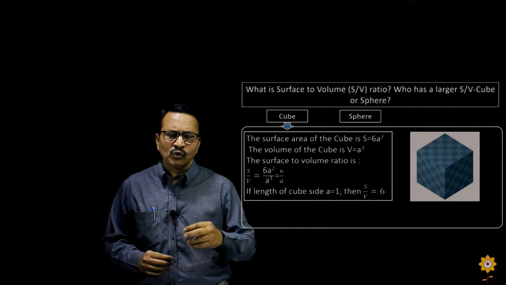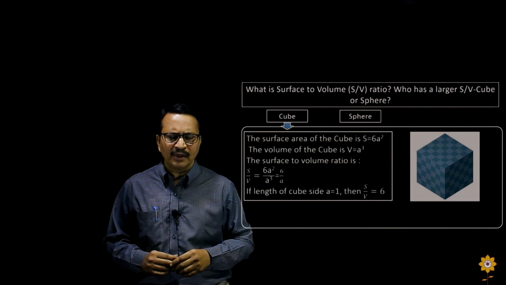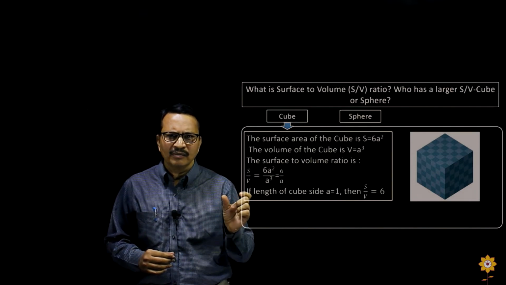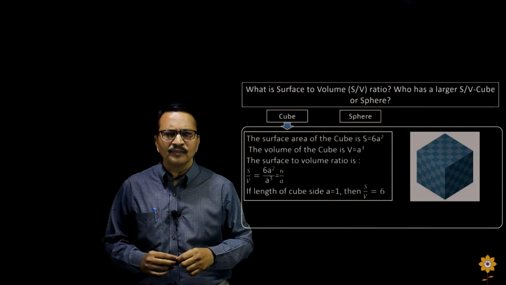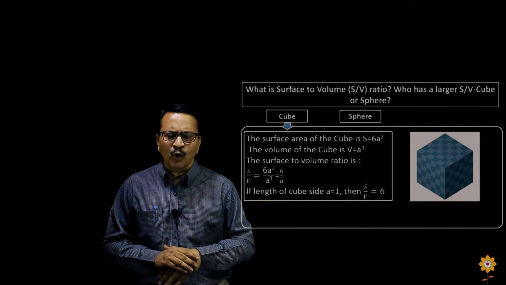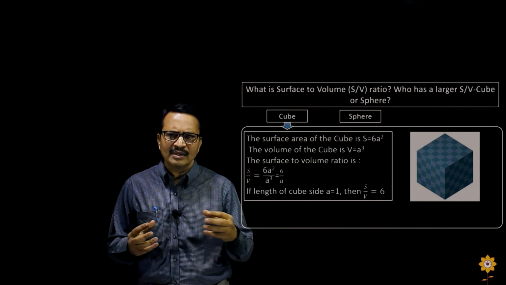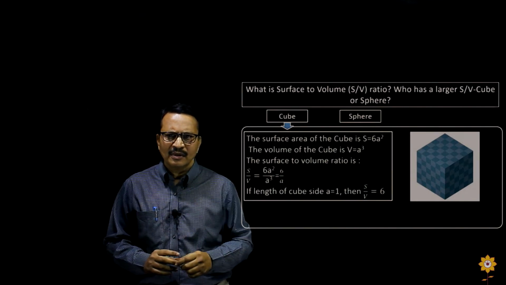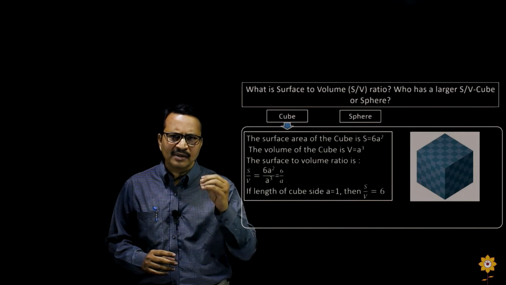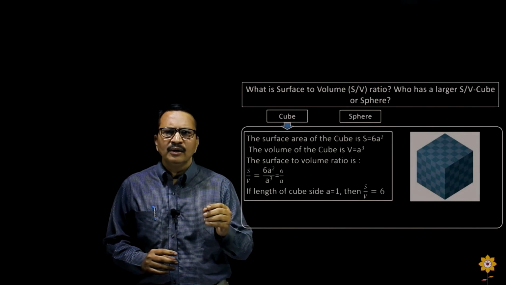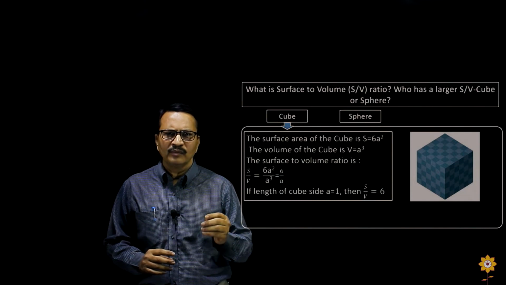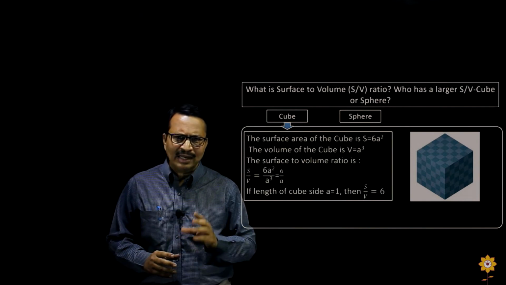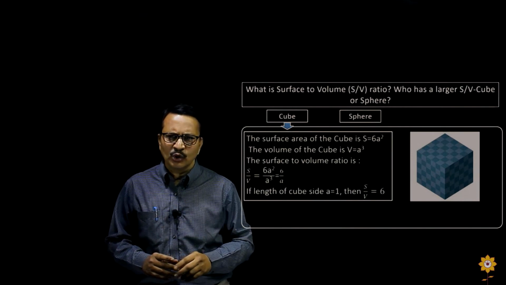Consider a cube. We know that the surface area of a cube is 6a square, wherein a is the dimension of the sides, the length of the cube. At the other end, the volume of the cube is a cube, and let us assume a cube of unit dimensions. In this case, the ratio of the surface area, which is 6a square, to the complete volume, which is a cube, will turn out to be 6. So I can say that the S upon V ratio for a cube turns out to be 6.